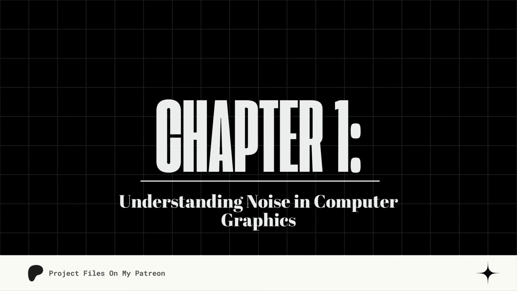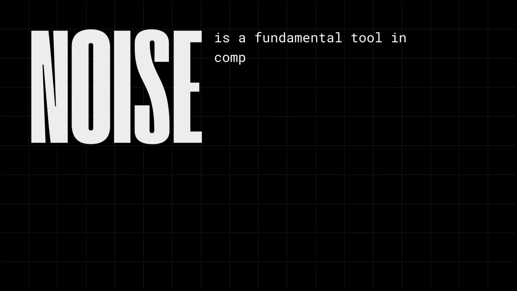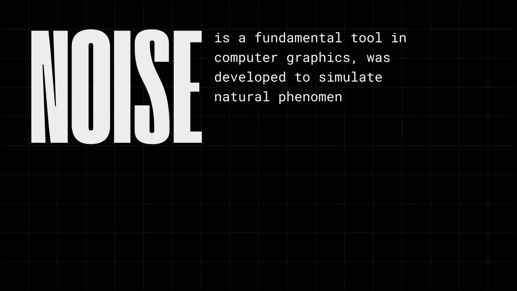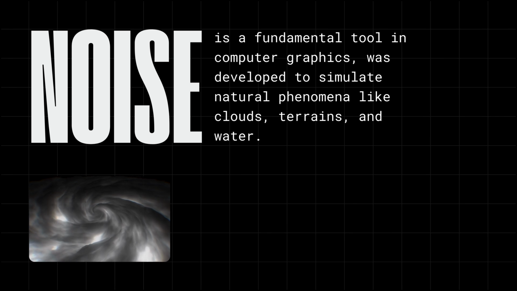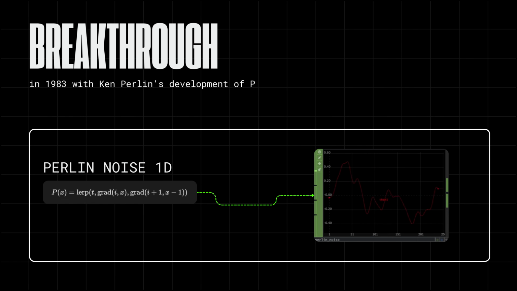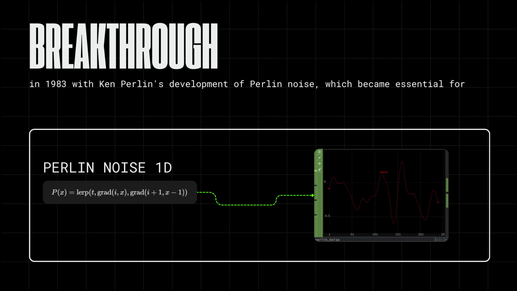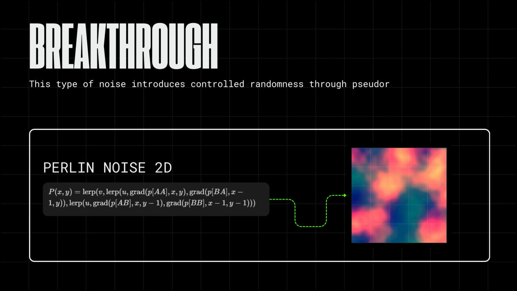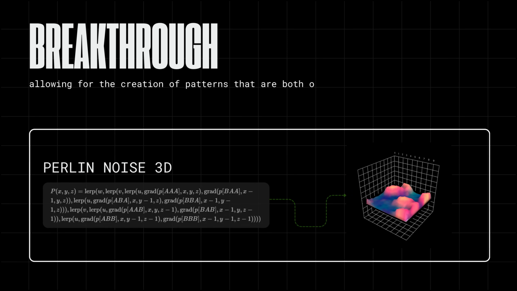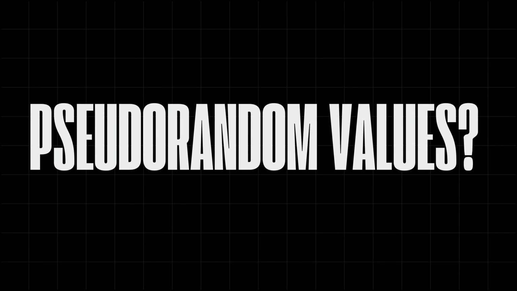Chapter 1. Understanding noise in computer graphics. Noise, a fundamental tool in computer graphics, was developed to simulate natural phenomena like clouds, terrains, and water. A major breakthrough occurred in 1983 with Ken Perlin's development of Perlin noise, which became essential for procedural texture generation. This type of noise introduces controlled randomness through pseudo-random values, allowing for the creation of patterns that are both organic and structured. But what are pseudo-random values?